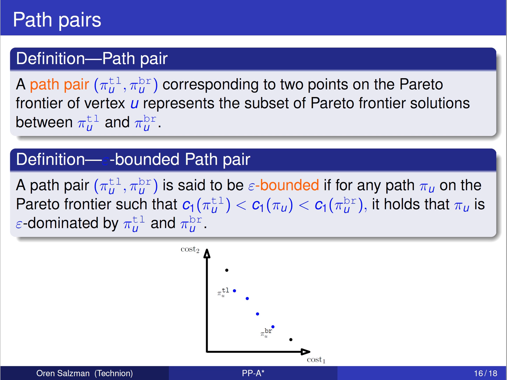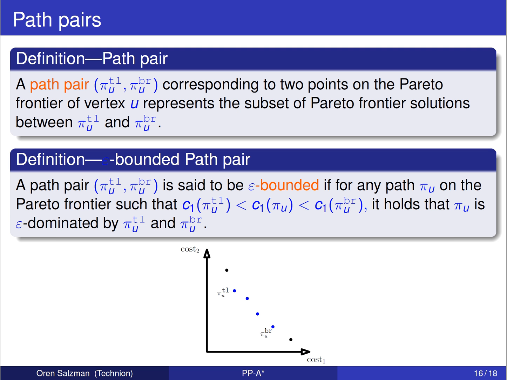A path pair corresponds to 2 points on the Pareto-optimal frontier, and it represents all the solutions in the Pareto-optimal frontier between these 2 points. So in our example here, we have a path pair, Pi-u top left and Pi-u bottom right, and these are the extreme points of the path pair. And the path pair represents all solutions between these 2 points.